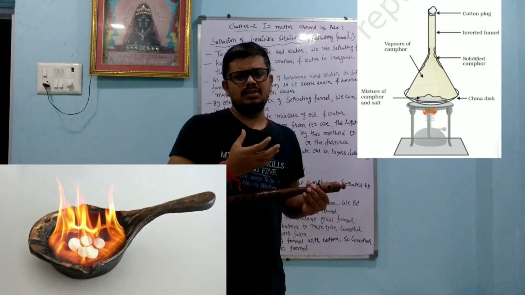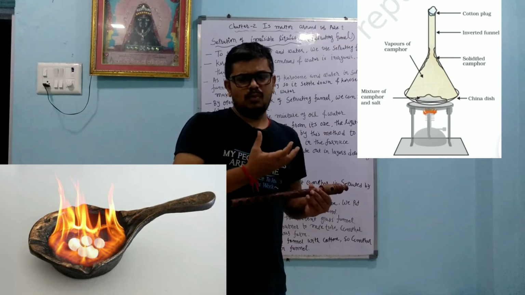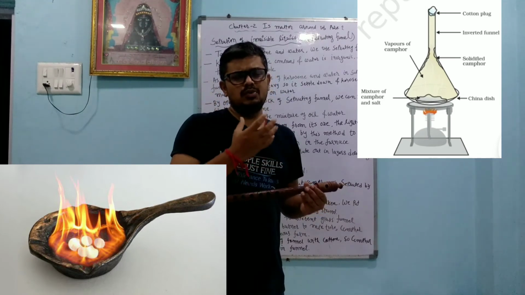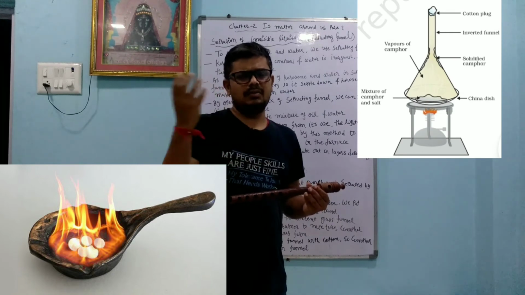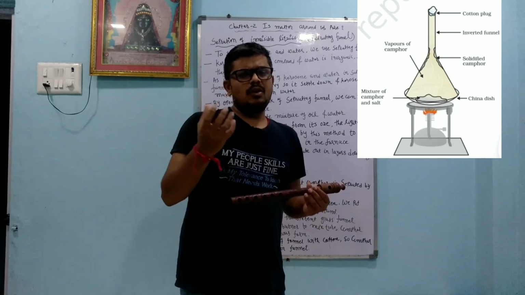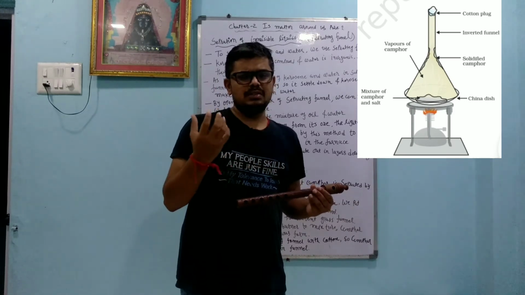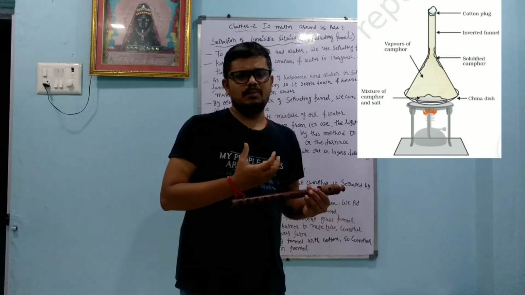An example is camphor, kapoor, which directly converts from solid to gas. It will not convert into solid, liquid and gas. It directly converts from solid to gas. Or we have ammonium chloride, which also directly converts from solid to gaseous form. So this property is called sublimation.